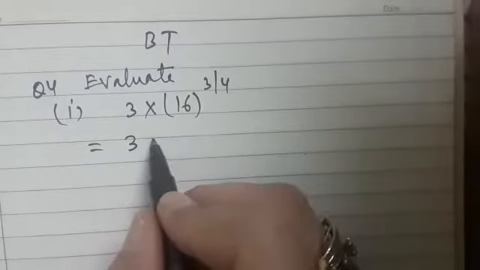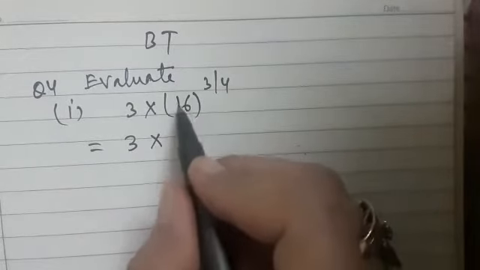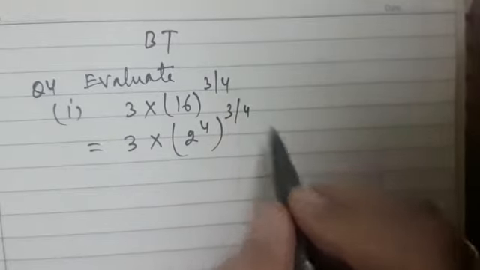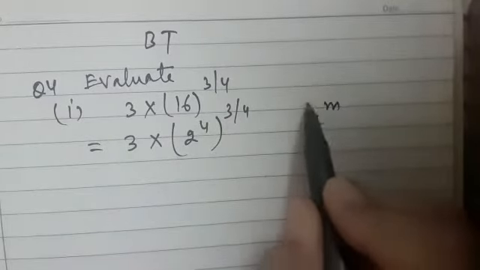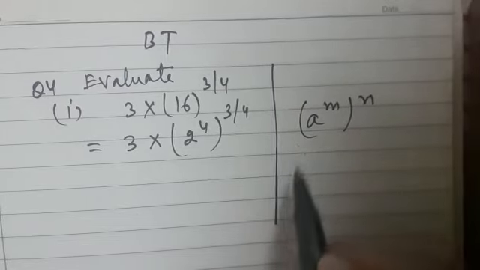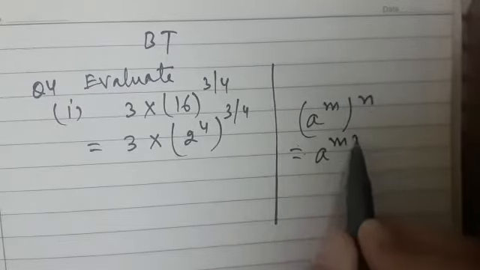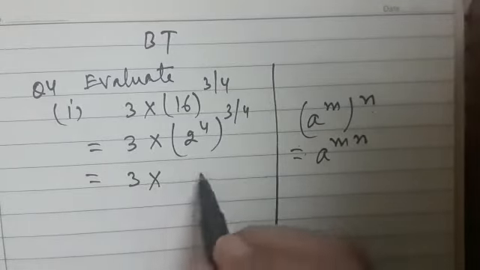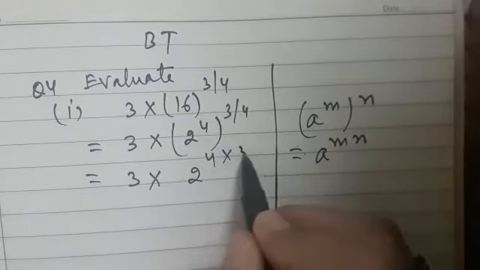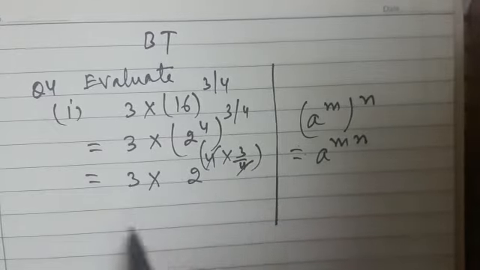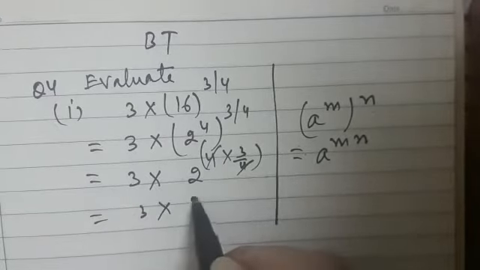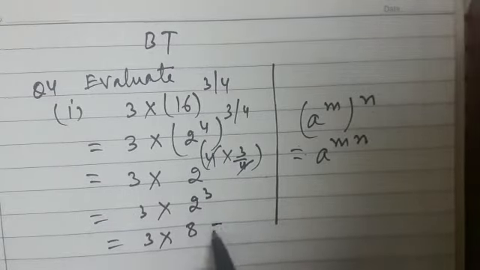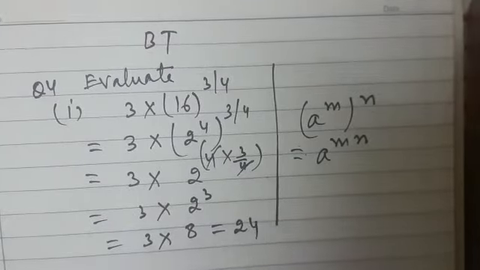So we can write this as 3 into, now you know that 16 is 2 raised to the power 4. Now this is raised to the power 3 by 4. We know that a raised to the power m raised to the power n is a raised to the power m into n. We will be applying it here. So this gives us 3 into 2 raised to the power 4 into 3 by 4. Simplify, you get 3 into 2 raised to the power 3. 2 raised to the power 3 is 8. 3 into 8 is 24.